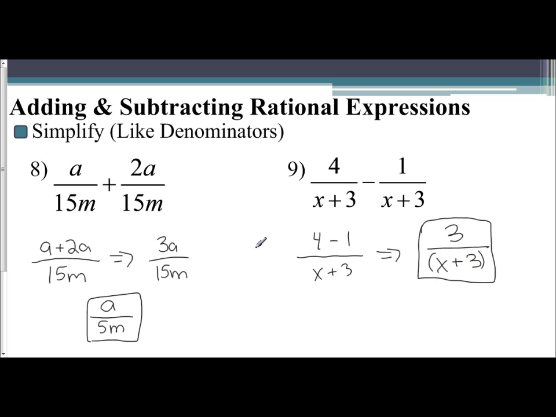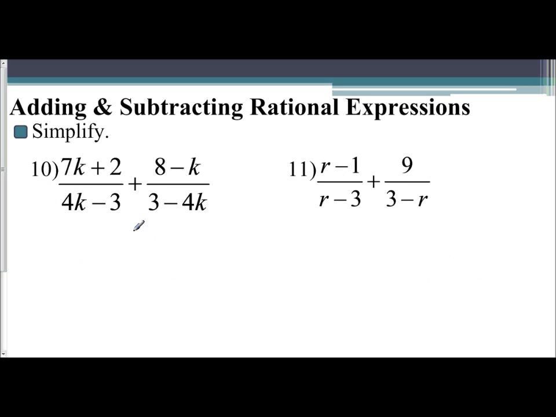Now, I kind of told you that we're going to be dealing with like denominators, but if we look at 10 and 11, well, you would tell me we don't have like denominators. I have a 4k minus 3 and a 3 minus 4k. Those aren't the same, Mr. Rainsberg. Well, they're not, but they are.